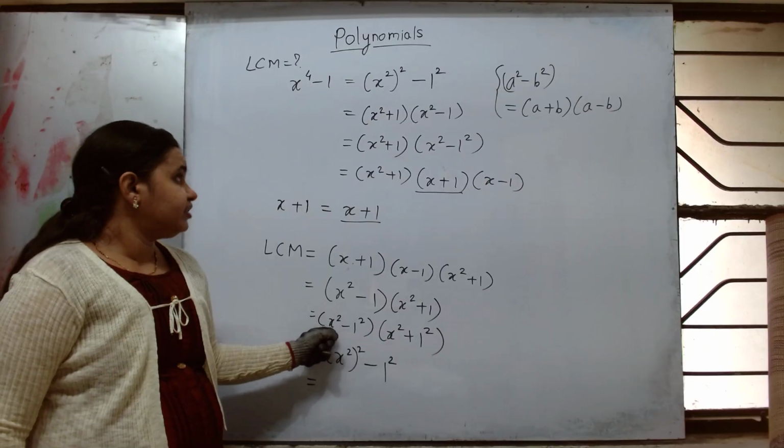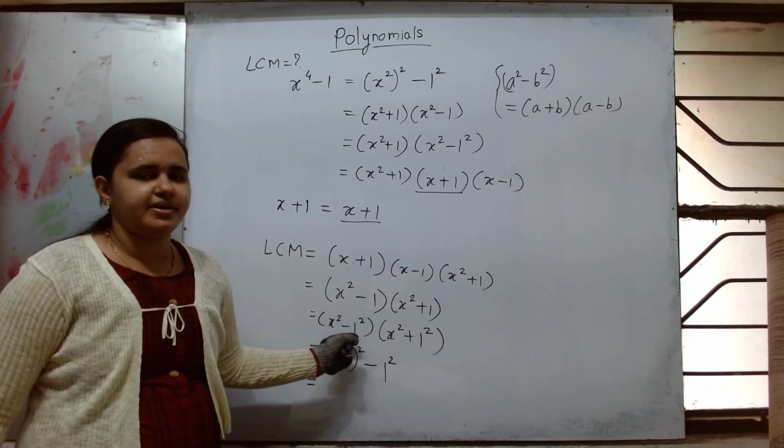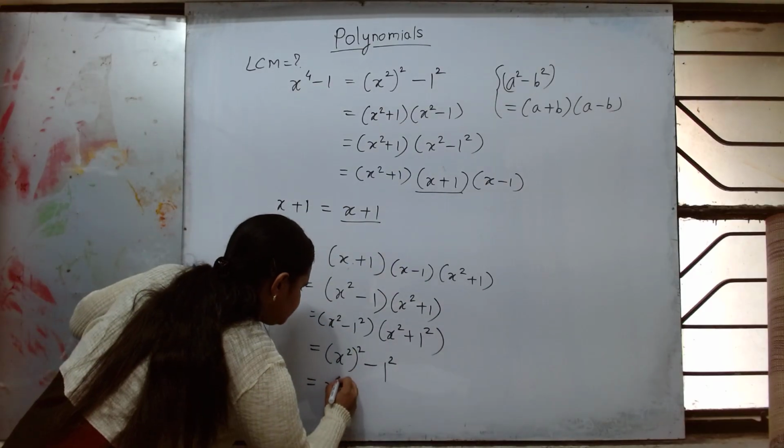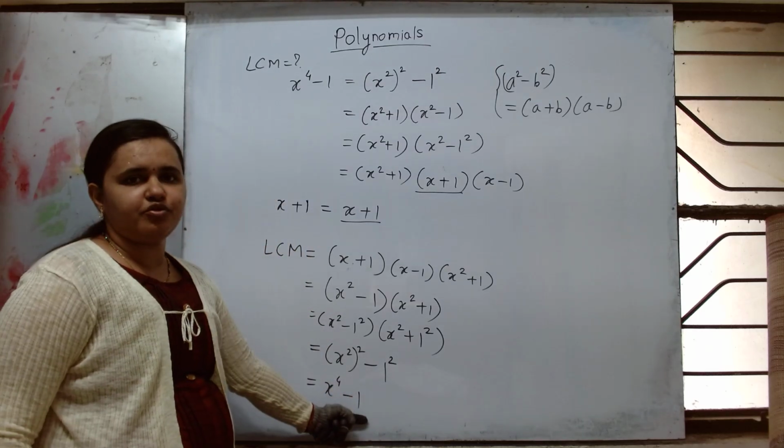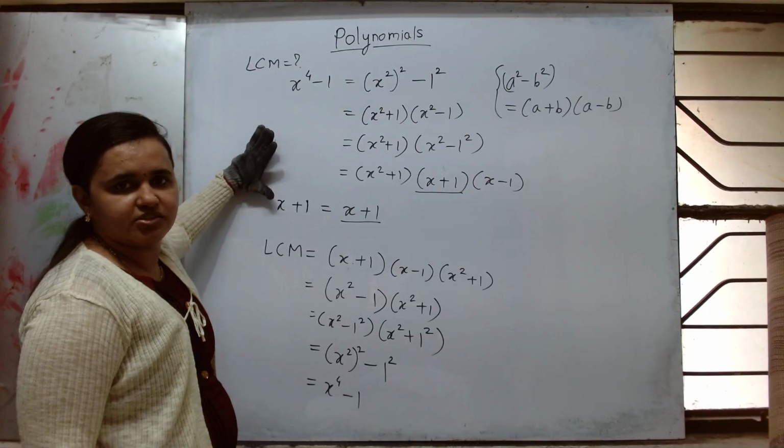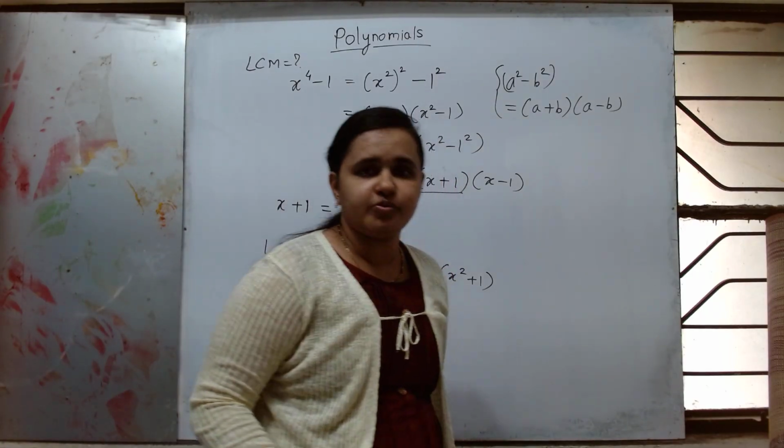Here I have put the formula a plus b and a minus b. It will be x to the power 4 minus 1. So the LCM we have got of these two polynomials is x to the power 4 minus 1. So the answer will be the fourth one.